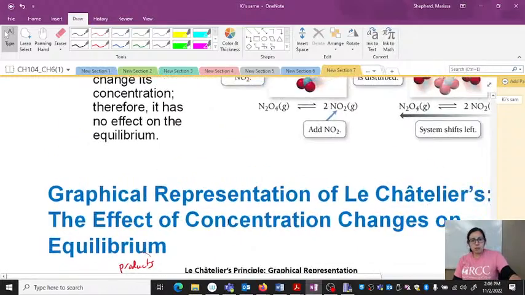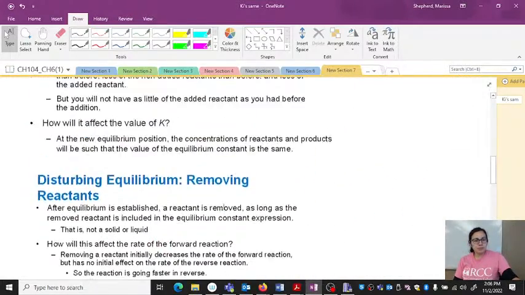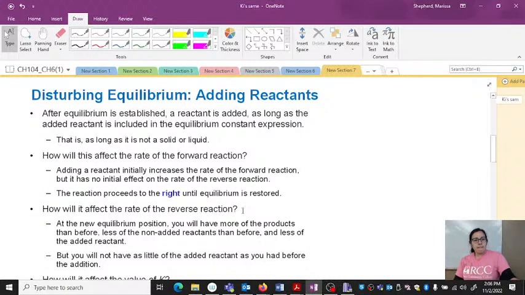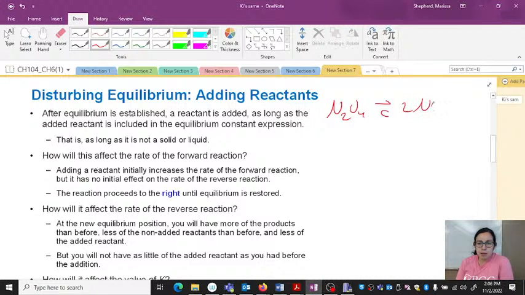So now let's go back to the words, and let's start with adding reactants. We can still think of our N2O4 for now and our dimer. It says a reactant is added, so how does it change the equilibrium? A couple of things: a reactant will change the concentration as long as it's an aqueous solution or it's a gas. That is, as long as it's not a solid or a liquid.